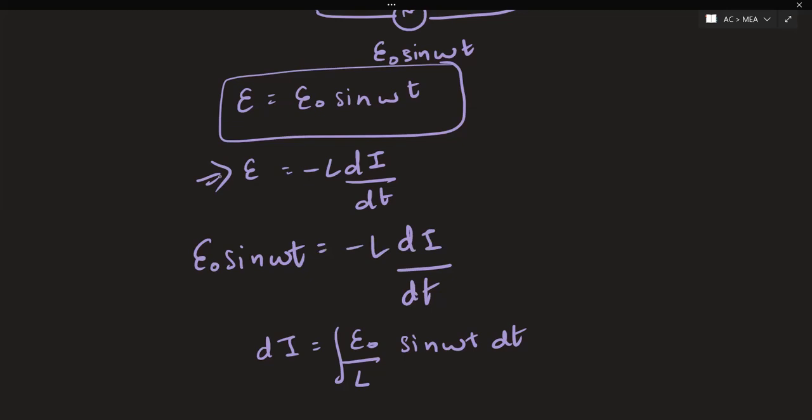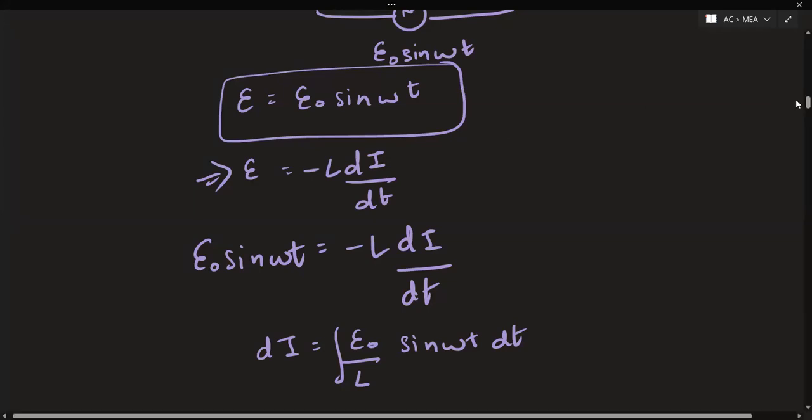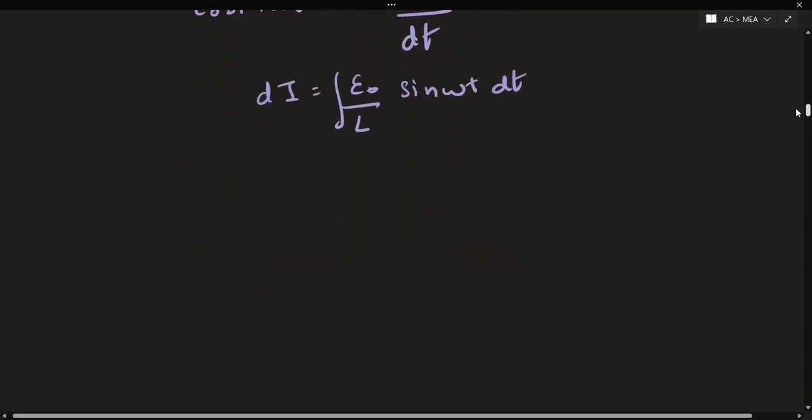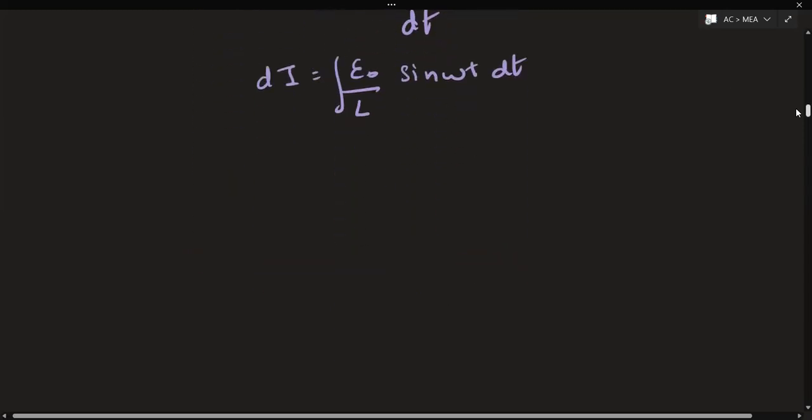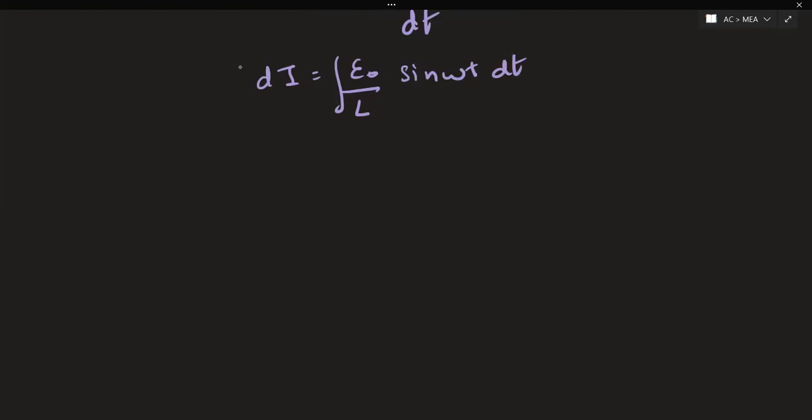From here, if you keep di on one side and transport dt and L to the other side, you will be left with di is equal to E naught by L sine omega t dt. Now, I'm not considering this negative sign, as we have repeatedly discussed that the negative sign is just depicting Lenz's law. Right now we are finding out the magnitude of it, so no need to write the negative sign. di is equal to E naught by L sine omega t dt. Now simple differentiation and integration is used over here. Right now we'll integrate it.